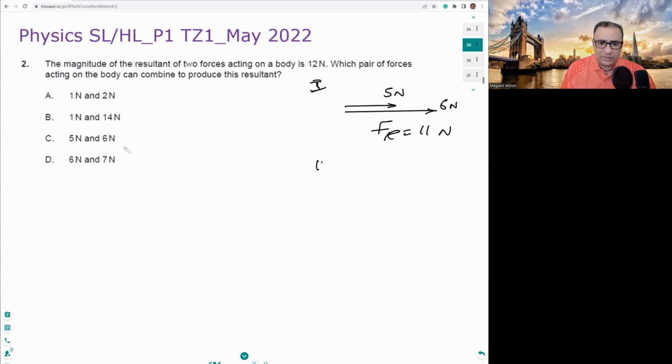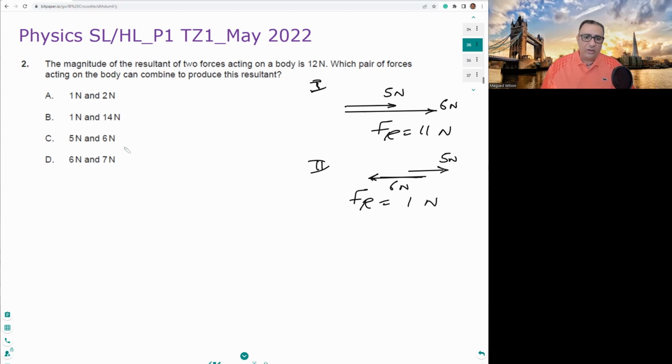Now, the second possibility is that the two forces are opposite to each other. So one force might act this way and the other one acts the other way. Since in vectors we can just subtract them, the resultant force, let's say this is 5 and this is 6, in this case is going to be 1 Newton.